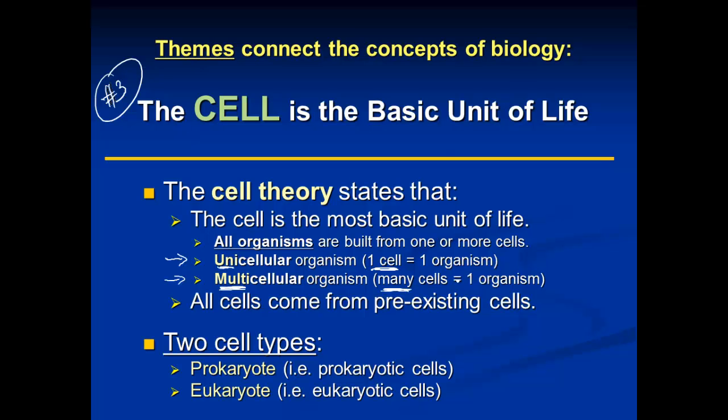Something else that the cell theory states is that all cells come from pre-existing cells. This brings us back to the concept of cell division. Cell division is the basis for all reproduction and for the growth and repair of multicellular organisms. So we'll look into some detail on what cell division is when we get into chapters 12 and 13. But for now, you should understand that all cells come from pre-existing cells. There is no spontaneous generation.